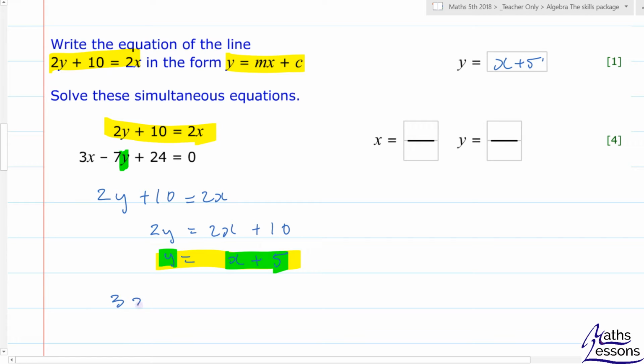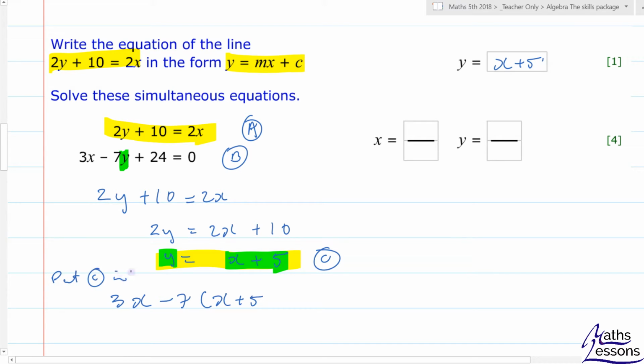So we're going to do that. We're going to write 3x minus 7 from here. And we've got the y. And we know that y is x plus 5. So put that in. If we were writing this out, we might call that equation A, that equation B, and that equation C.